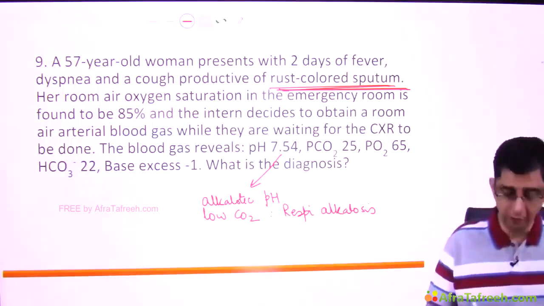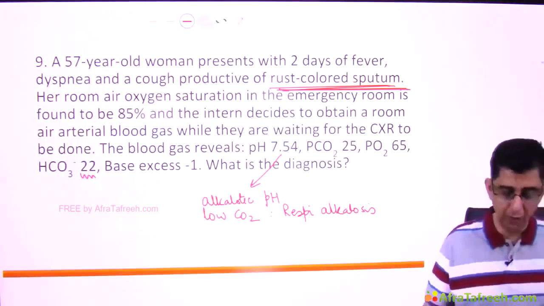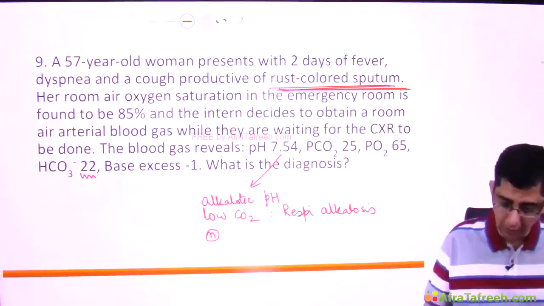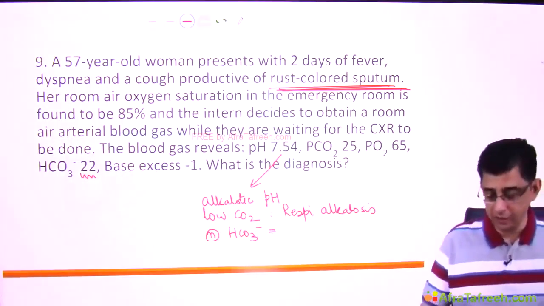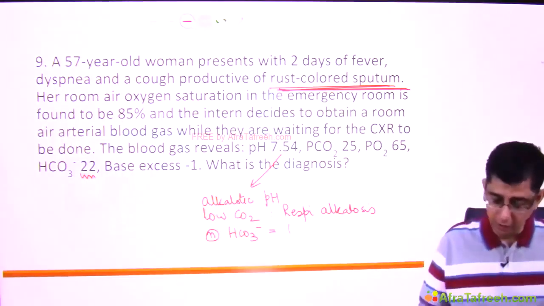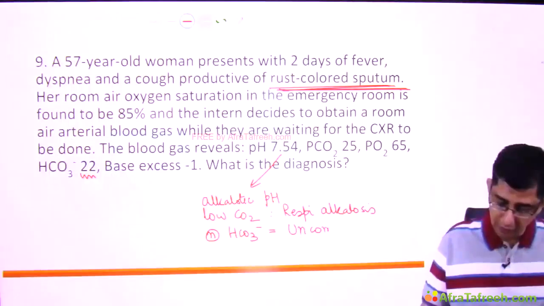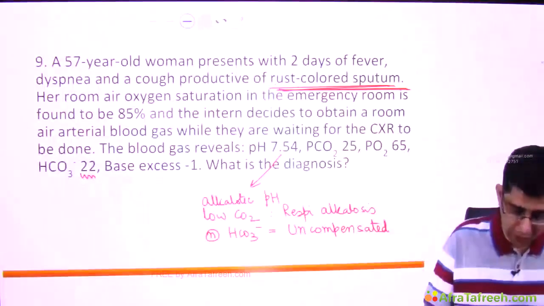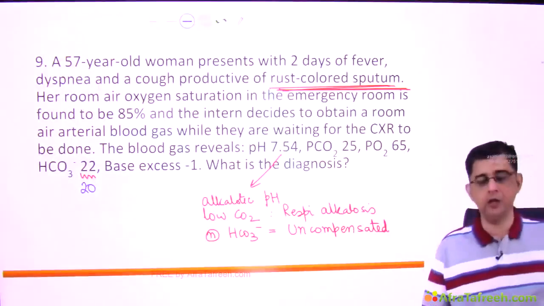You will now look at the value of bicarbonate, and the bicarbonate value is on the lower side of normal, but it is at least normal mathematically. That means the compensation process has not started in this patient, so the diagnosis will be given as uncompensated respiratory alkalosis. Suppose in this question, I change the ink and say the value of bicarbonate is given as 20.